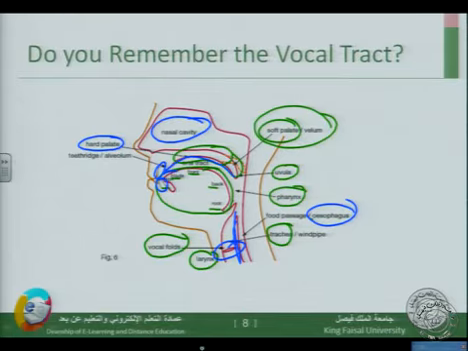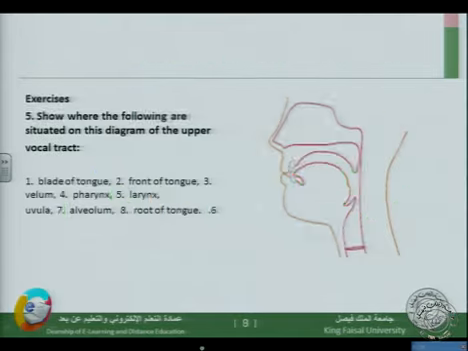Also, we have done an exercise about the vocal tract, which we covered in the first class, and we have identified every part of it, like the nasal cavity, the oral cavity, the soft palate and the hard palate, the velum, the uvula, the pharynx and the larynx. We have also the trachea, the vocal folds, the lips and the teeth, and the parts of the tongue.